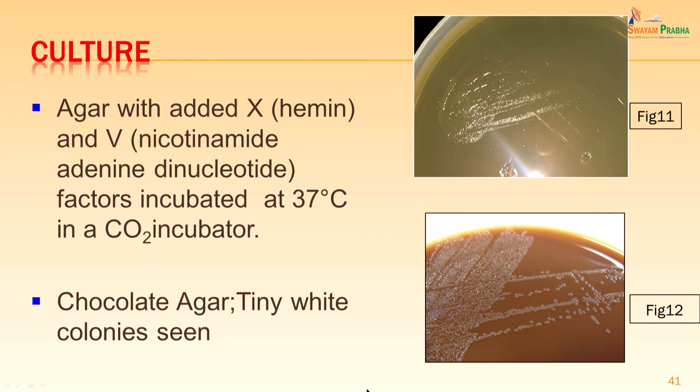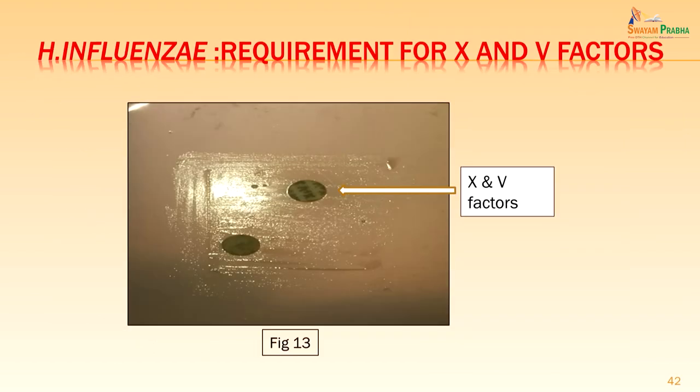Now, the organism grows on chocolate agar because factor X and factor V are present inside RBCs, and once the RBCs are lysed, as occurs in chocolate agar, the organism is able to grow utilizing this factor X and factor V from the lysed RBCs. Now, once you have isolated tiny colonies on chocolate agar, you can confirm that it is H. influenzae by checking for its requirement for factor X and factor V.